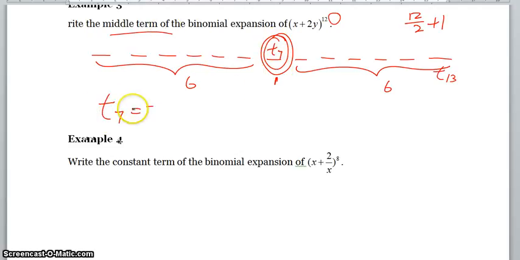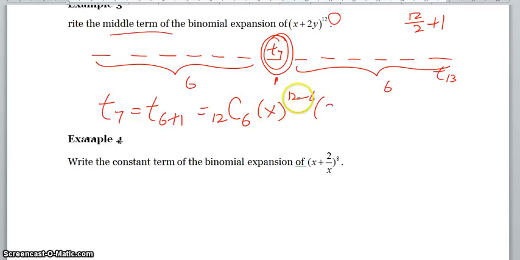To look for the seventh term, my k will be 6, 6 plus 1. Let's use my formula: nCk, my a to the n minus k, my b to the k. Just put that in your calculator and you get the answer. Not very bad.